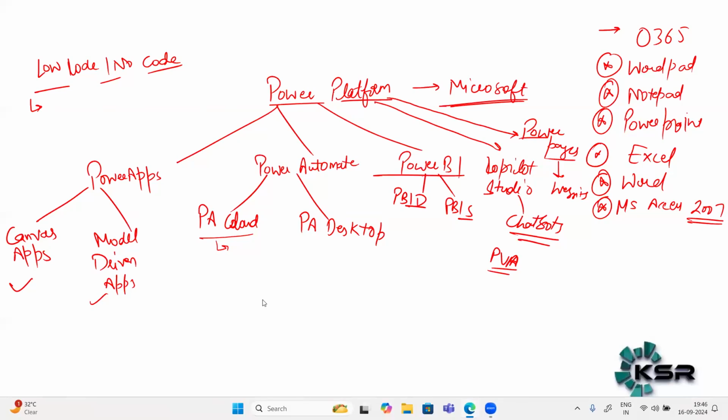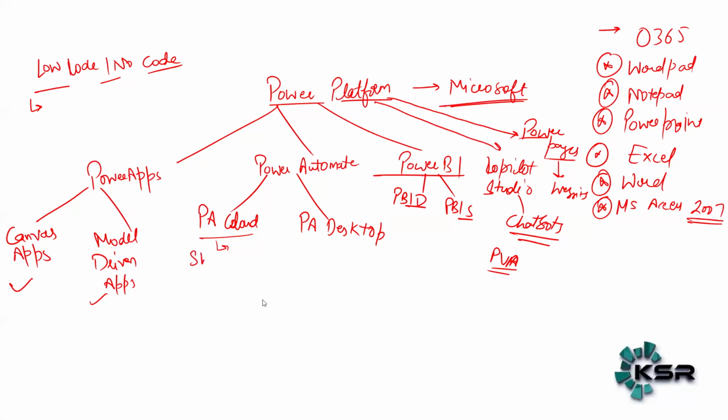Power Automate Cloud is where you can create automations and automate the redundant tasks in the cloud. So what are the cloud sources? We have SharePoint, we have OneDrive, we have SQL servers, and there are so many other servers there.